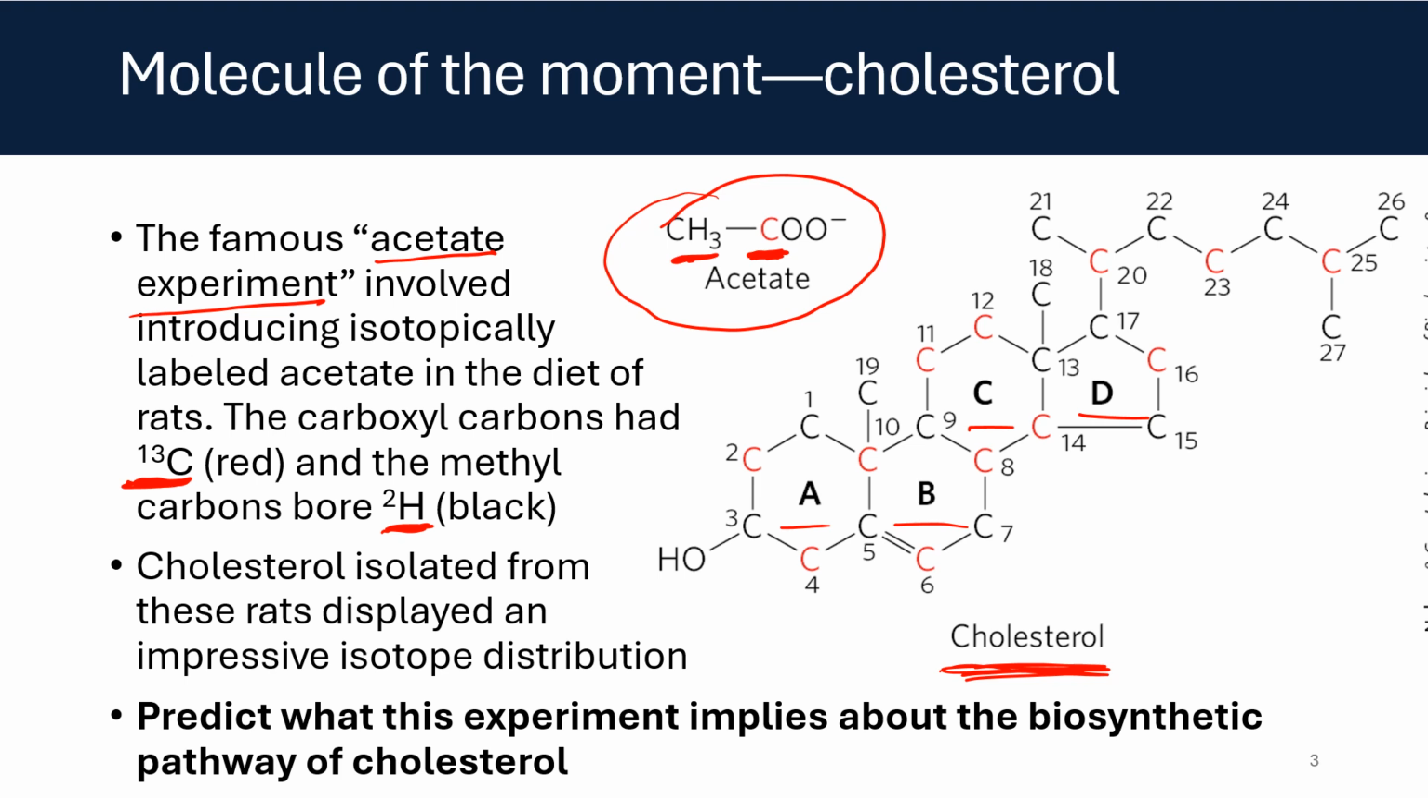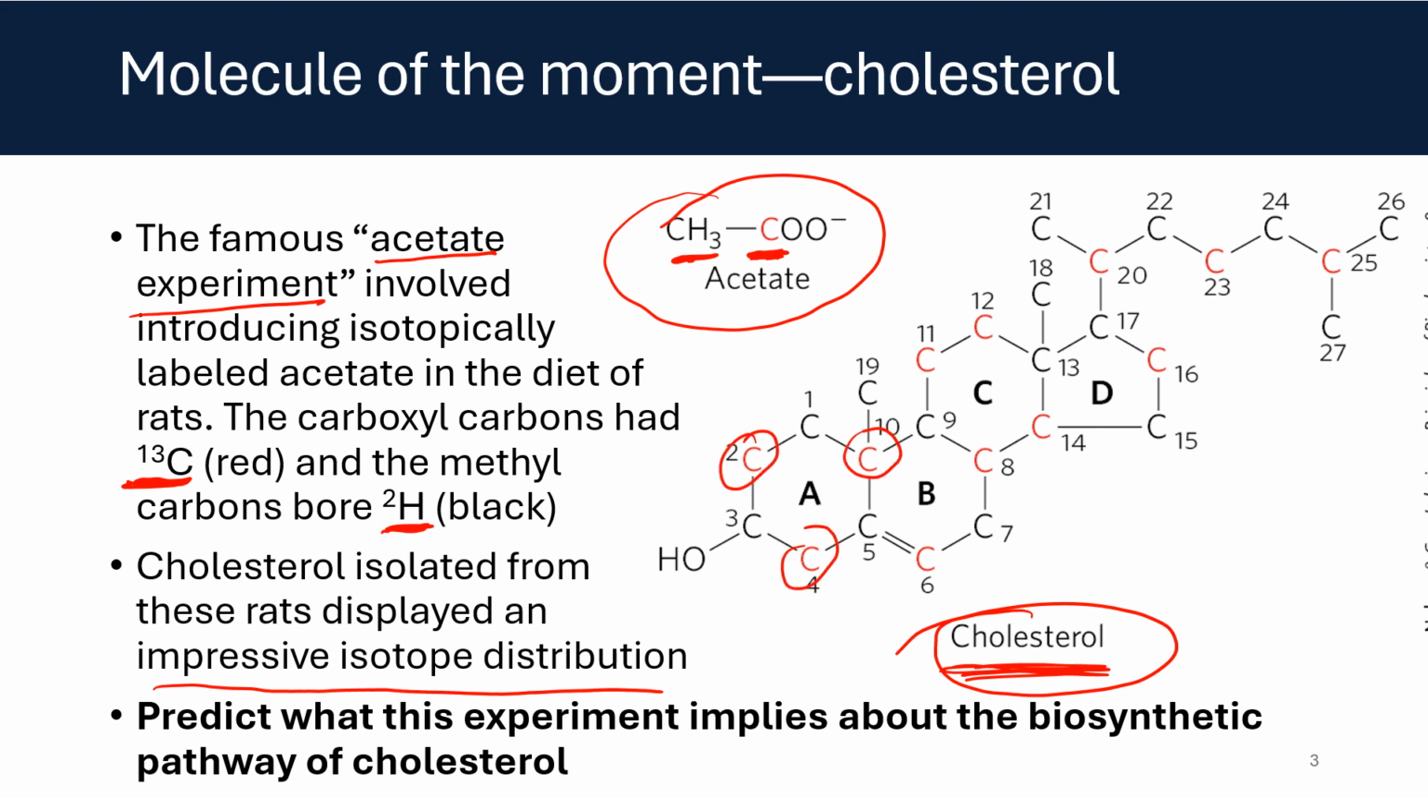All right? So we're going to take this expensive bit of acetate and feed it to some rats. And then over time, the rats are going to incorporate that into their bodies enzymatically. And we extracted cholesterol from those rats and discovered a very impressive isotope distribution. Take a look again at this cholesterol molecule, and I want you to pay attention to the arrangement of the red carbons along with the black carbons.